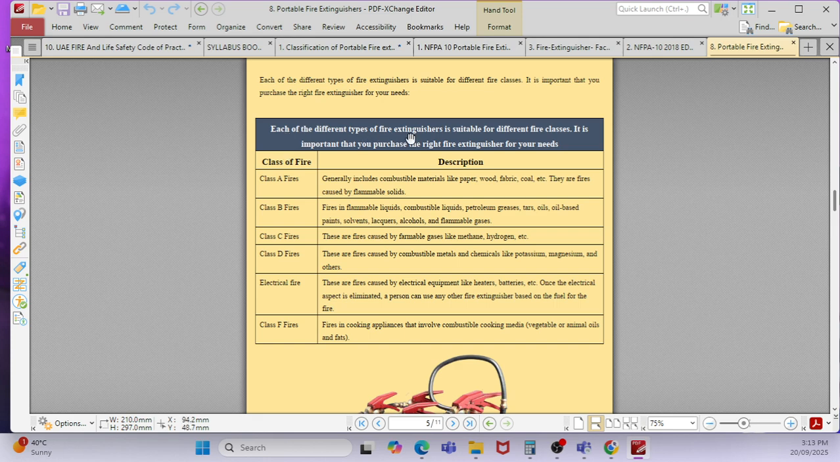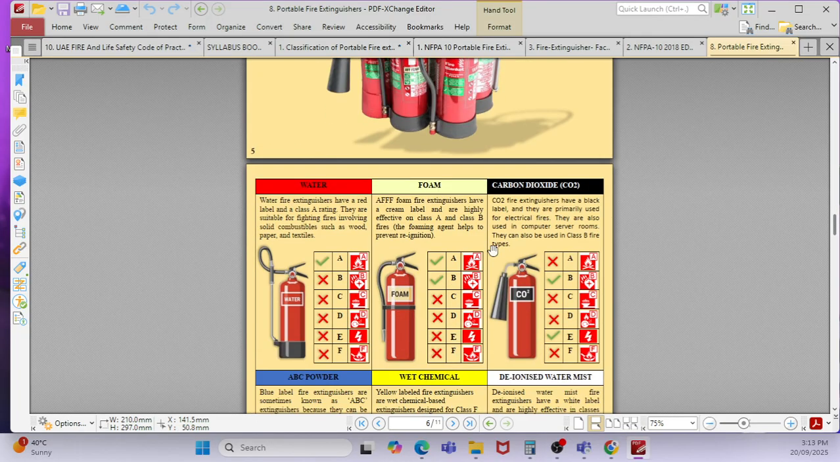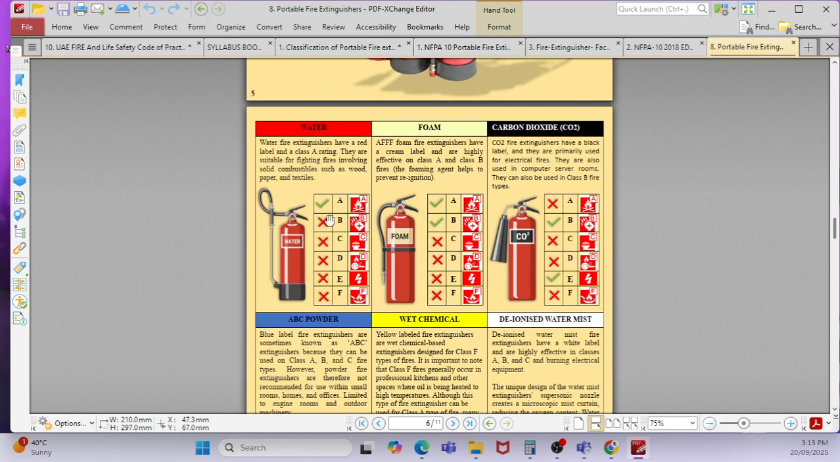Each of the different types of fire extinguishers is suitable for different fire classes. It is important that you purchase the right fire extinguisher for your need. So you have different classes of fire, and the description is given here. They repeat the same thing again. Water you can use only for class A fire.